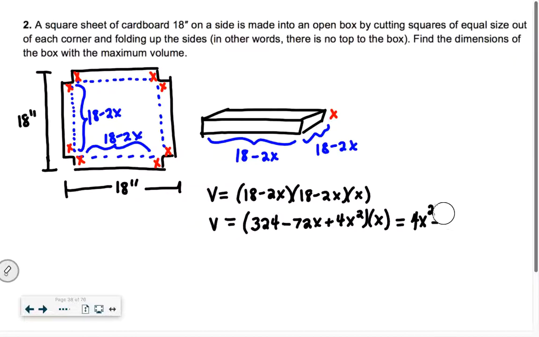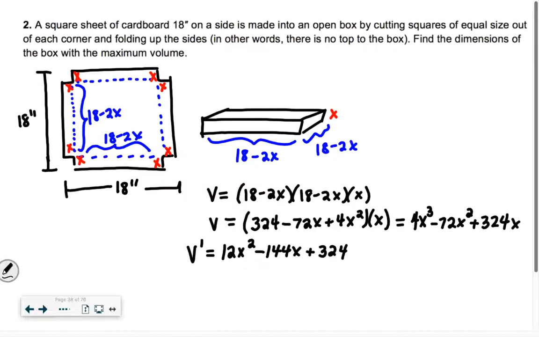All right, so anyway, so I get 4x cubed minus 72x squared plus 324x. So when I multiply that out, that's my volume equation. So I FOILed it out to make it easier to take a derivative because I didn't want to do product rule with the product rule inside the product rule. Okay. So I do v prime equals 12x squared minus 144x plus 324. And 12 goes into all of those. So I get x squared minus 12x.